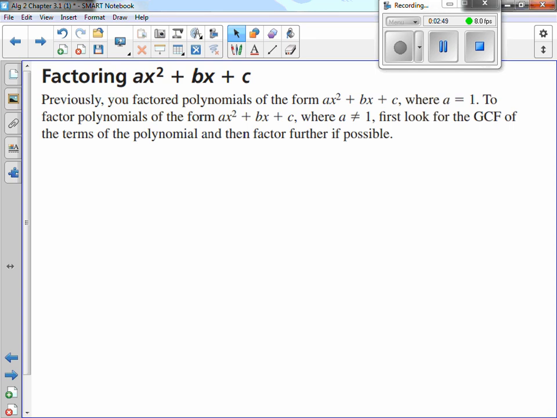We're going to be factoring these. Ax squared plus bx plus c. So this should be the top of the second page. Previously, you factored this where a was 1. The main thing is when we factor anything, the main first step is we need to see if there's a greatest common factor. If there's a greatest common factor between any three terms, we do that first. And then we're going to go through the rest of the steps.